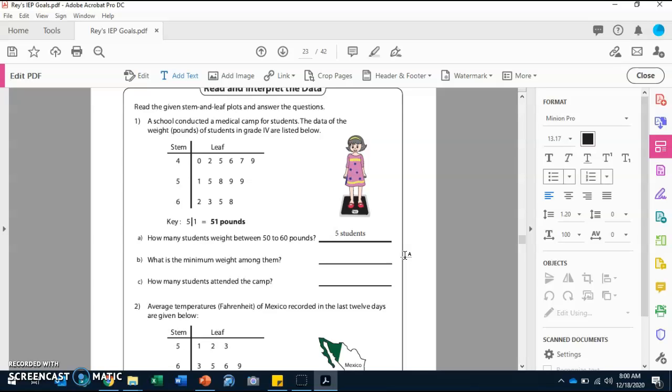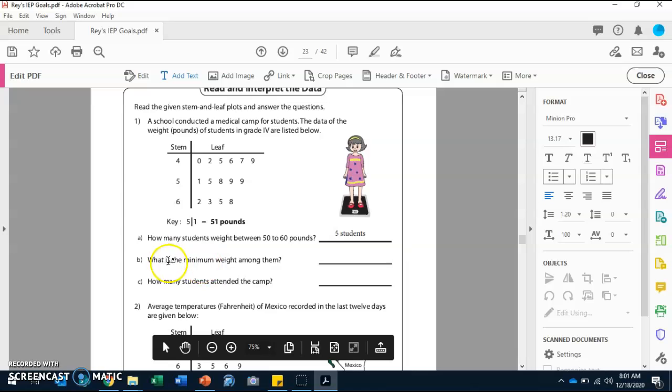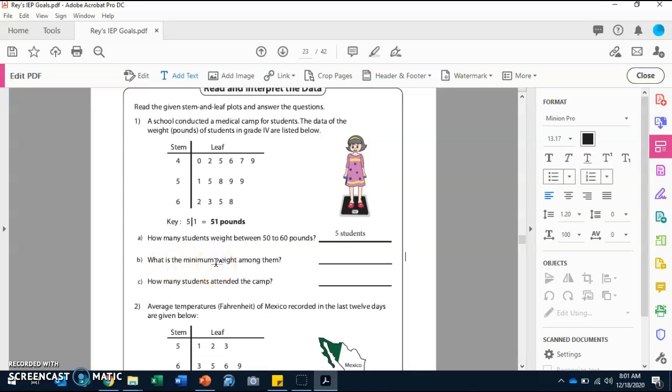Now question number 2. It says, what is the minimum weight among them? So minimum means the least, the less. Which is the least, or which is the number that is less than all the other ones?